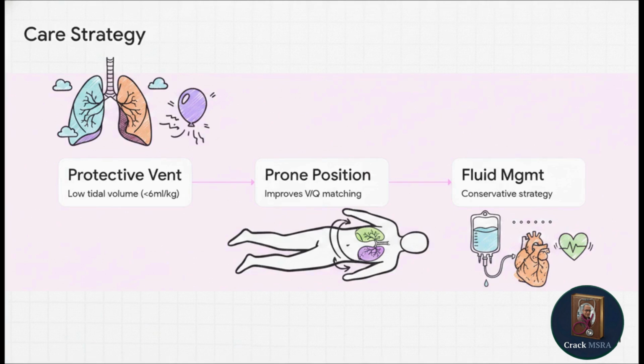Step 1 is protective lung ventilation. You have to use low tidal volumes, specifically less than 6 milliliters per kilogram of ideal body weight. Why? Because you want to avoid blowing out those fragile, inflamed lungs, a concept known as volutrauma. Step 2 is prone positioning. This is recommended for moderate to severe cases to improve the matching of ventilation and perfusion. And step 3 is a conservative fluid strategy. You basically want to keep them relatively dry to minimize further alveolar leakage, obviously without compromising organ perfusion.